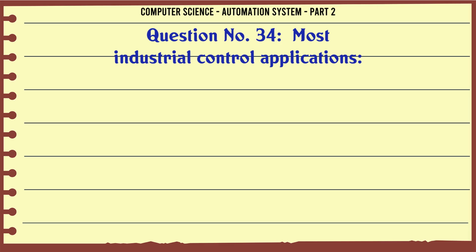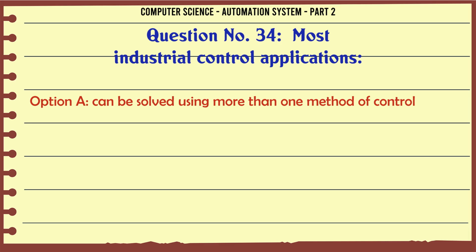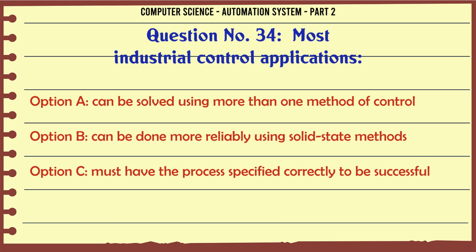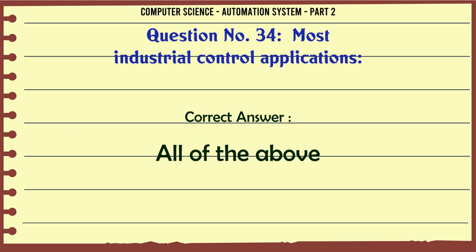Most industrial control applications: A. can be solved using more than one method of control. B. can be done more reliably using solid-state methods. C. must have the process specified correctly to be successful. D. All of the above. The correct answer is all of the above.